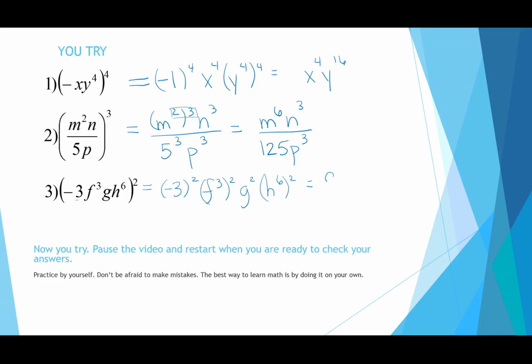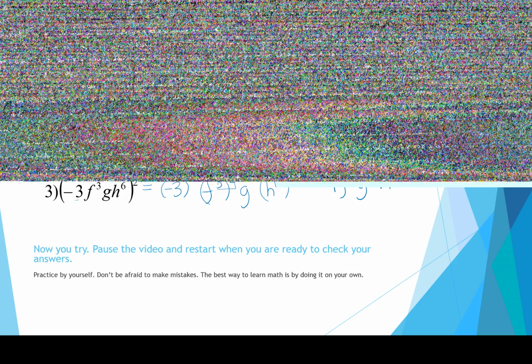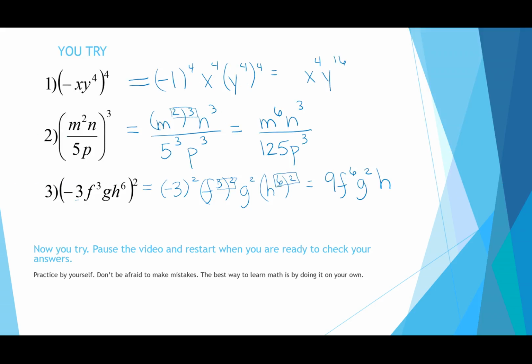So -3 squared means -3 times -3, that is 9. Raising a power to a power here, hopefully you multiplied and got f to the 6th. Our g is being squared. And for h, we had h to the 6th being squared, raised to the 2nd power, power to a power. Hopefully you multiplied and got h to the 12th.